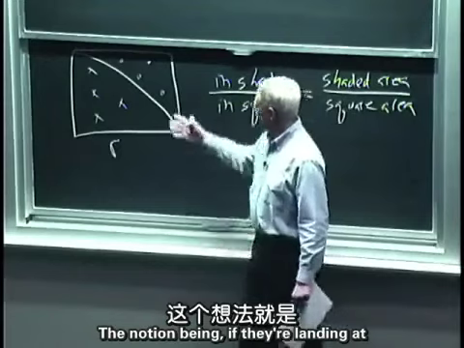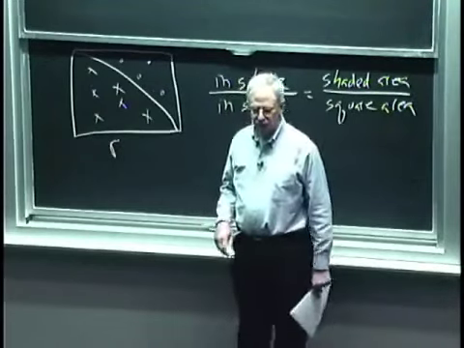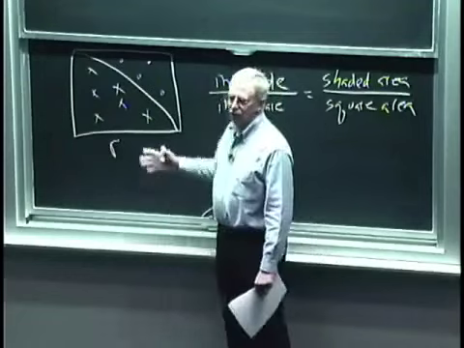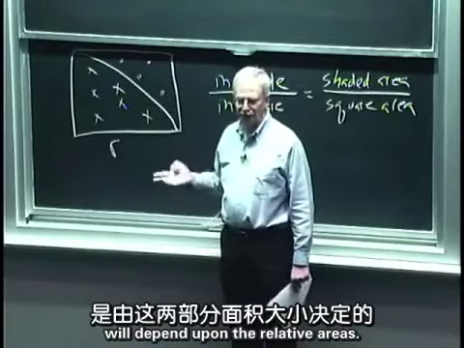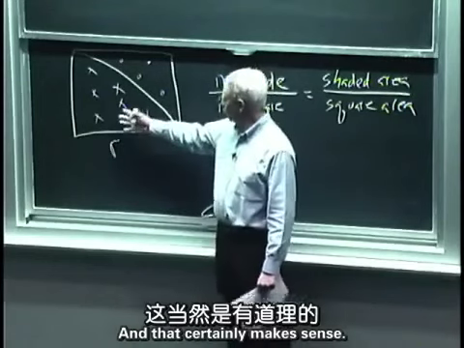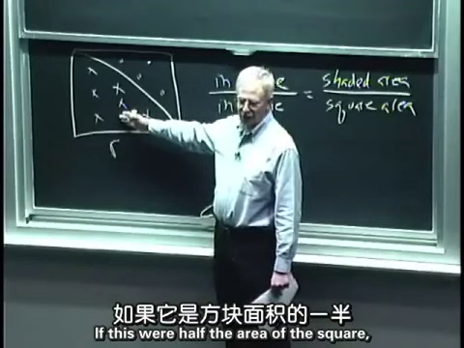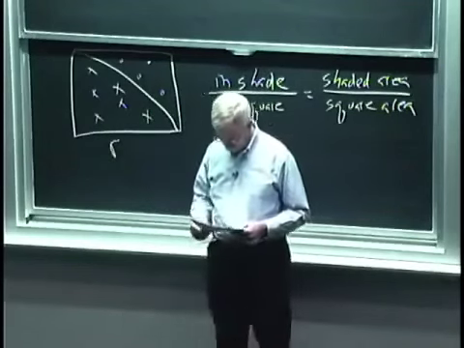The notion being if they're landing at random in these places, the proportion here and not here will depend upon the relative areas. And that certainly makes sense. If this were half the area of the square, then you'd expect half the darts to land in here.